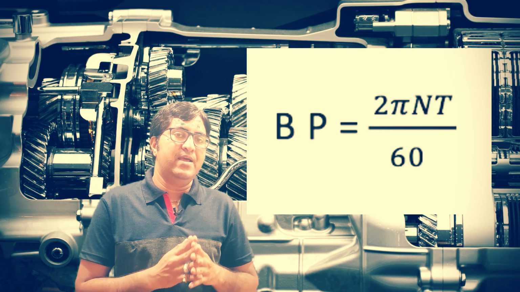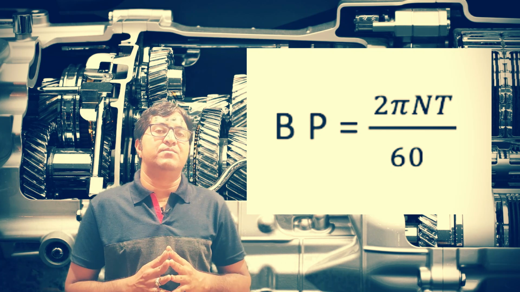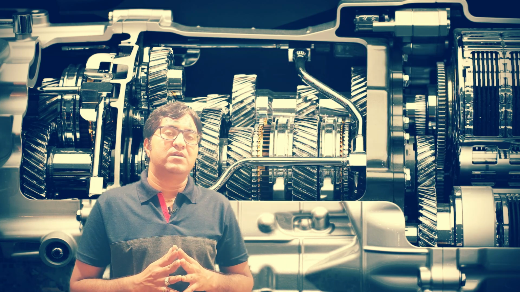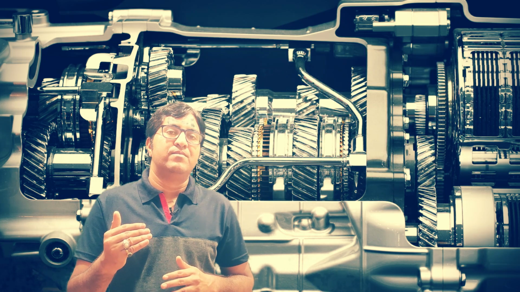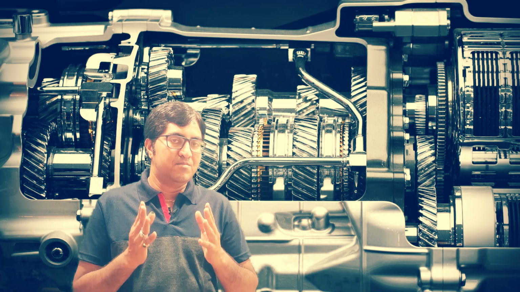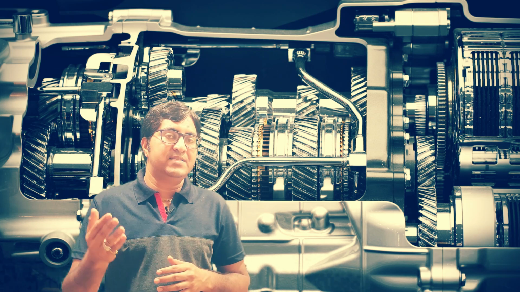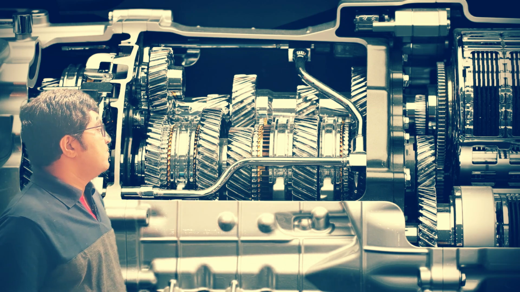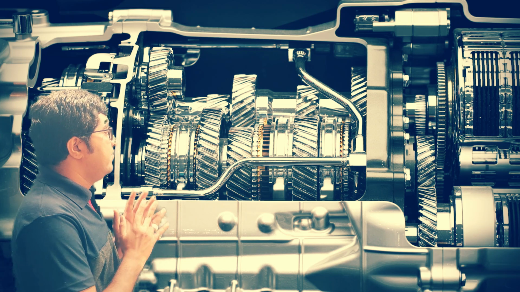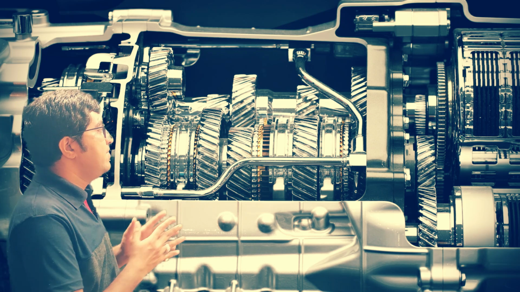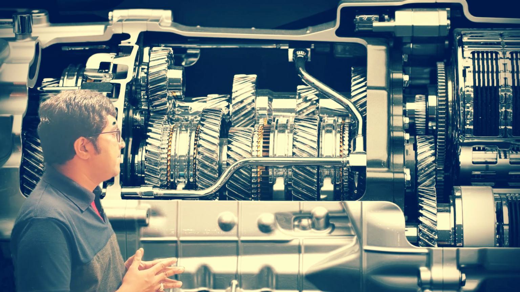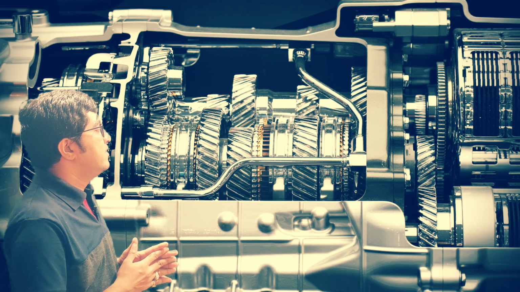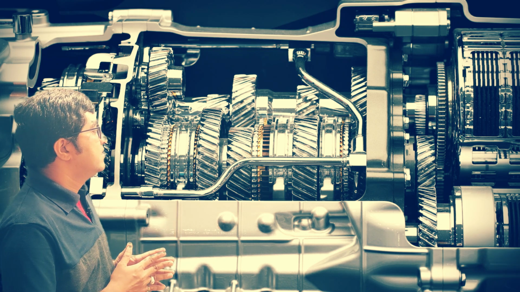So here 2 pi divided by 60 is a constant term, so the variables are n and t. In a gearbox, whenever the speed is slow, the torque is more, and whenever the speed is high, the torque is less. The function of the gearbox is to provide different leverage to the driving wheels as per the requirement, and it will also increase and reduce the speed.